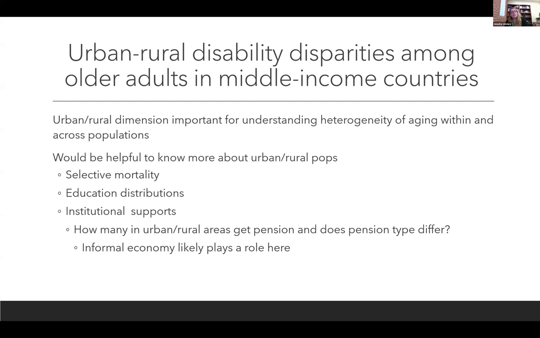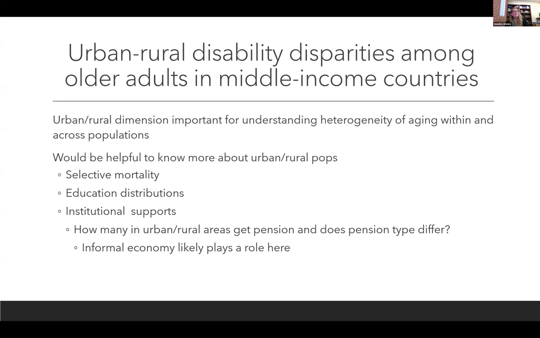I was also wondering about educational distributions, not just across the countries, but the urban-rural differences in educational attainment within the countries. Sometimes migration from rural areas to urban areas for economic opportunities comes with increased education, but I imagine these education distributions are probably pretty different across China, Mexico, and India. So having a better understanding of what those distributions look like would help in interpreting some of the findings later.